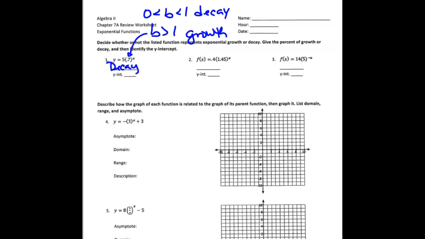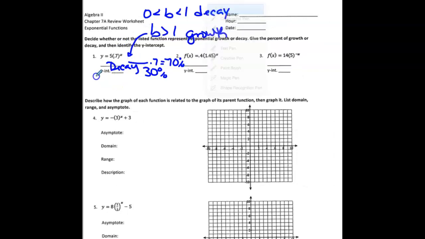And the percent that it's decaying, you're looking at how much below that 100% are you at. So if we have 0.7, which would be 70%, we're 30% below where we should be to be at 100%. So we have decayed 30%. Okay? And then to find the y-intercept, we look at that front number.